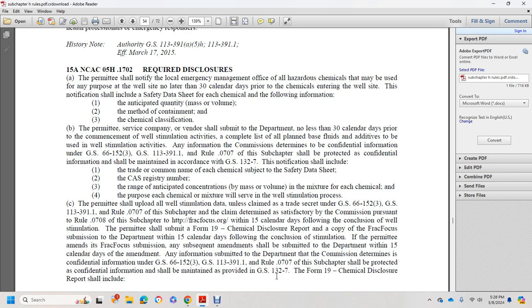FracFocus.org, within 15 calendar days from the conclusion of the well stimulation, the permittee shall submit the Form 19 Chemical Disclosure Report, a copy of the FracFocus submission, to the Department within 15 calendar days following the conclusion of stimulation. Any subsequent amendment of the FracFocus submission should be submitted to the Department within 15 calendar days. Amendment information submitted to the Department is held until the Commission determines whether it is confidential information under GS 66-152(3) and GS 113-391(a)(1) and Rule 0707.